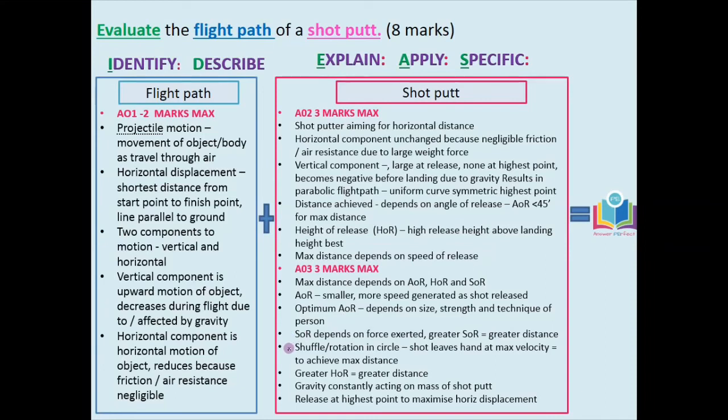The shuffle or the rotation in the circle ensures that the shot put leaves the hand at maximum velocity to achieve maximum distance. A greater height of release equals a greater distance or horizontal displacement. Gravity is constantly acting on the mass of the shot put. Release at the highest point to maximise horizontal displacement.